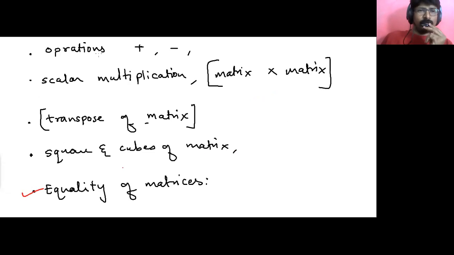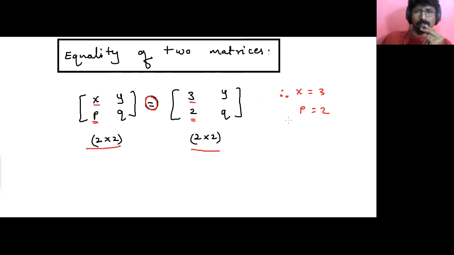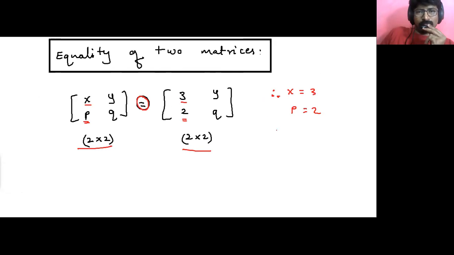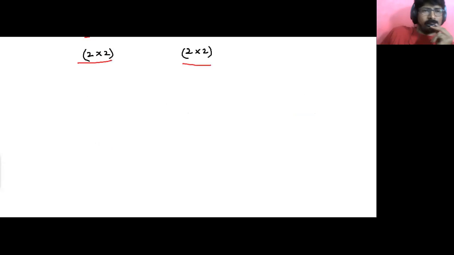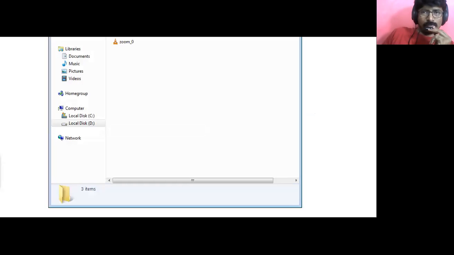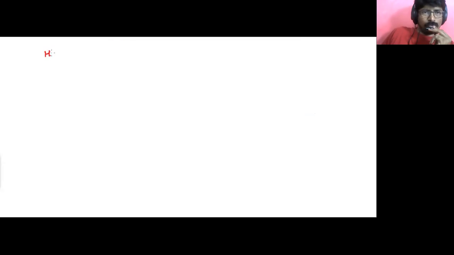And now we will move ahead with operations: when we can add and subtract. Okay. I hope you finished writing till here. If you have not finished, you can pause the video and we can move ahead. Now the next thing is how to add and subtract, or when we can add or subtract two matrices.